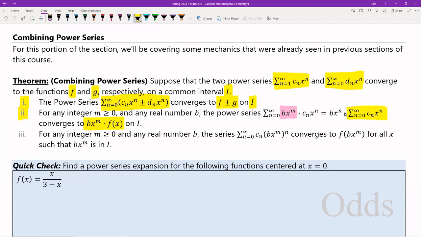The third option says that suppose you had a b value such that, and I want to stress this, the b x to the m is inside the x to the n. I'm going to write it down below: the sum from n equals 0 to infinity of c_n x to the n. We know this is f of x, but this thing has a b x to the m in it, so it's got to converge to f of that thing right there. That's simple. It's got to converge to that thing.